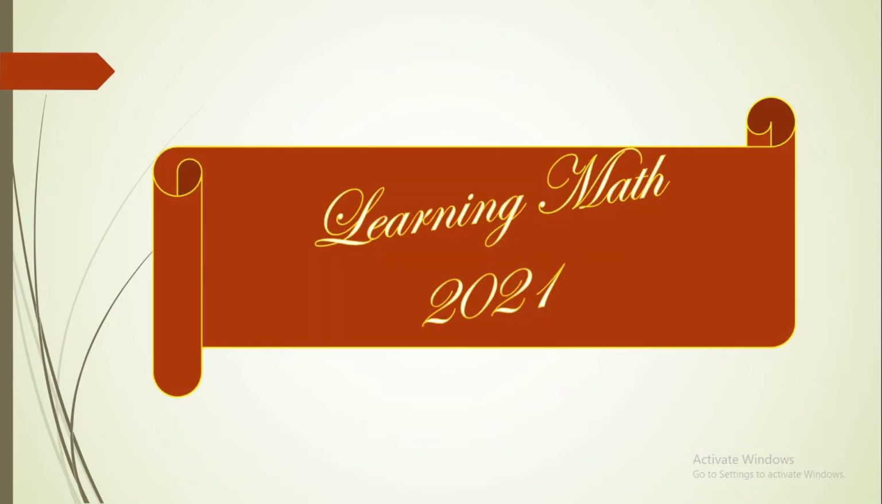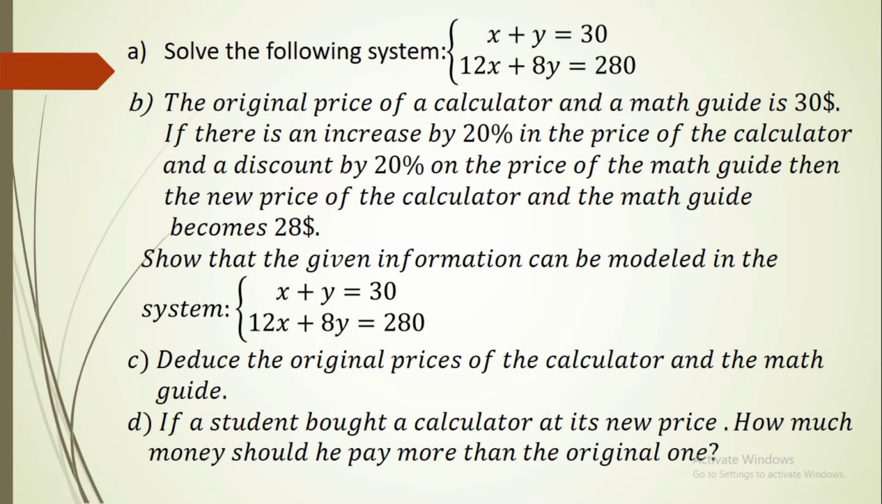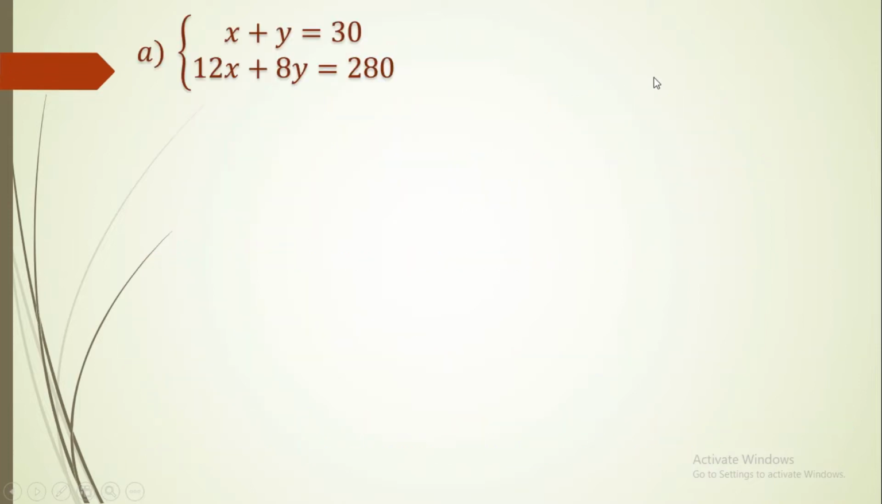In this video, we're going to learn a problem in system of equations and proportionality for grade 9. We have in part A: solve the following system: x plus y equals 30 and 12x plus 8y equals 180. How to solve such a problem? Here we can solve it using the elimination method.